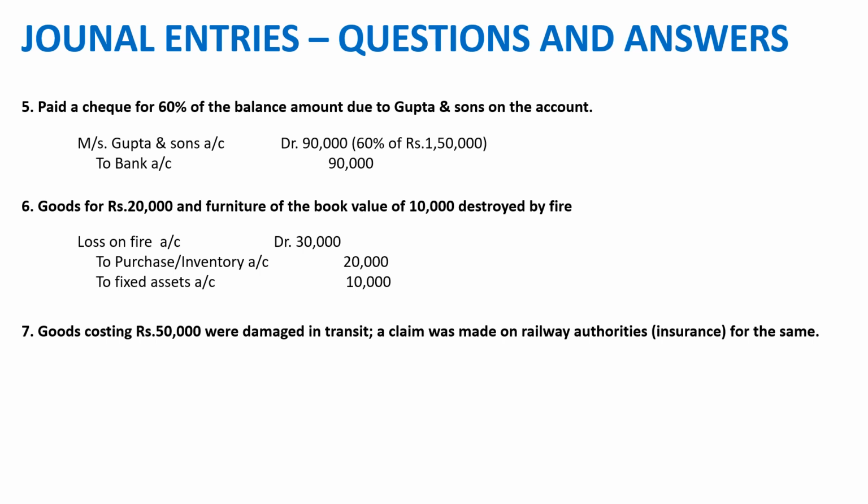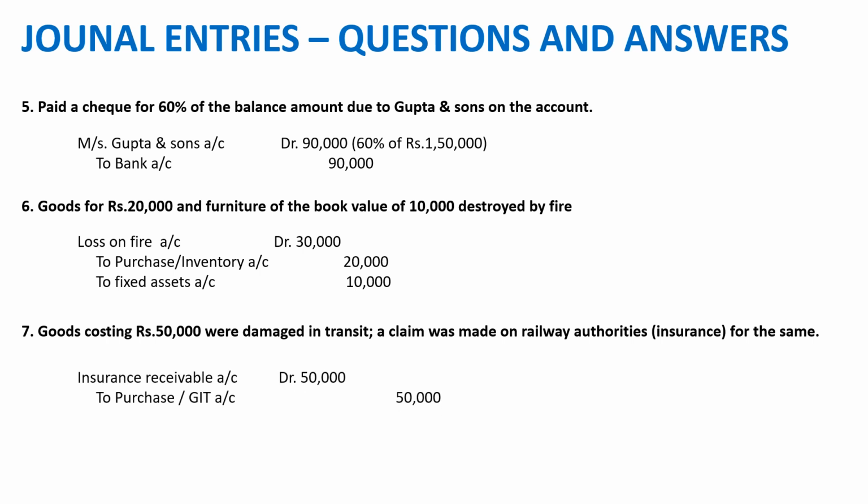So if it is only a direct damage, what will you do? It is a loss, right? So loss account or inventory write-off is debited to inventory. But what is happening here? You are placing a claim on the railway authorities. That means you are going to receive this money. Hence, you should not recognize the loss now.